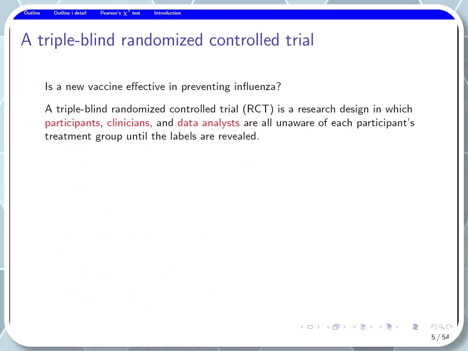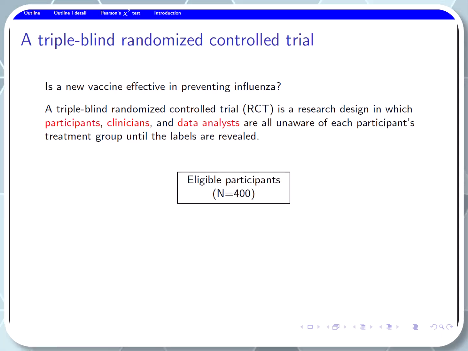Introduction. As in most cases, Pearson's chi-square test is best explained using a practical example. Suppose we want to investigate whether a new vaccine effectively prevents influenza. To study this, we conduct a triple-blind, randomized controlled trial. The investigators, clinicians, and analysts remain blinded throughout the study.